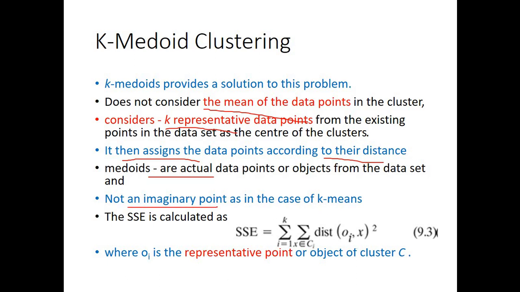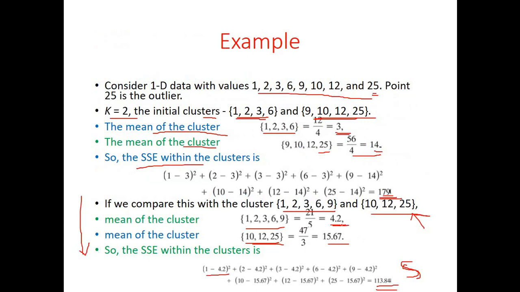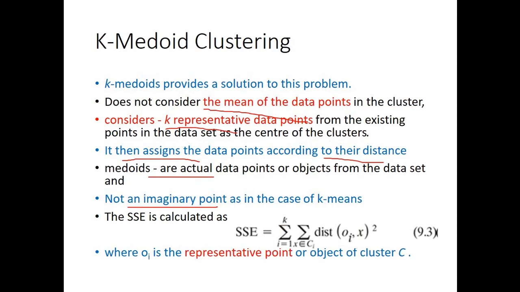So as we have seen in the previous case, the mean of the first cluster is 4.2, but there is no such 4.2 in the data set. 15.67 is the other centroid, in the second cluster, but there is no such point 15.67 in the second group. So 4.2 and 15.67 are imaginary points in the first set and second set respectively. Such imaginary points are not considered in the Medoid clustering technique, whereas it considers one point as the representative point, the centroid, in the group. And similarly, the SSE value is calculated for all the objects in the cluster with respect to the representative point.